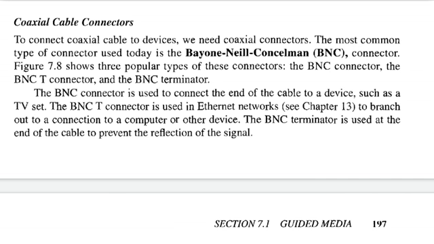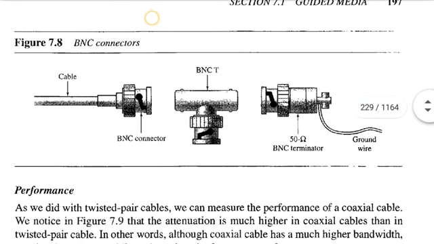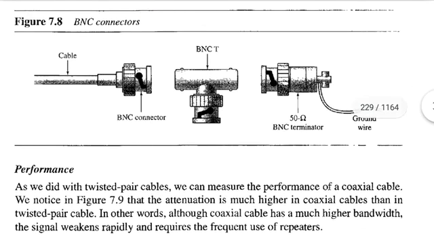The BNC connector is used to connect the end of the cable to a device such as a TV set. The BNC T connector is used in Ethernet networks to branch out to a connection to a computer or other device. The BNC terminator is used at the end of the cable to prevent the reflection of the signal. BNC connectors.